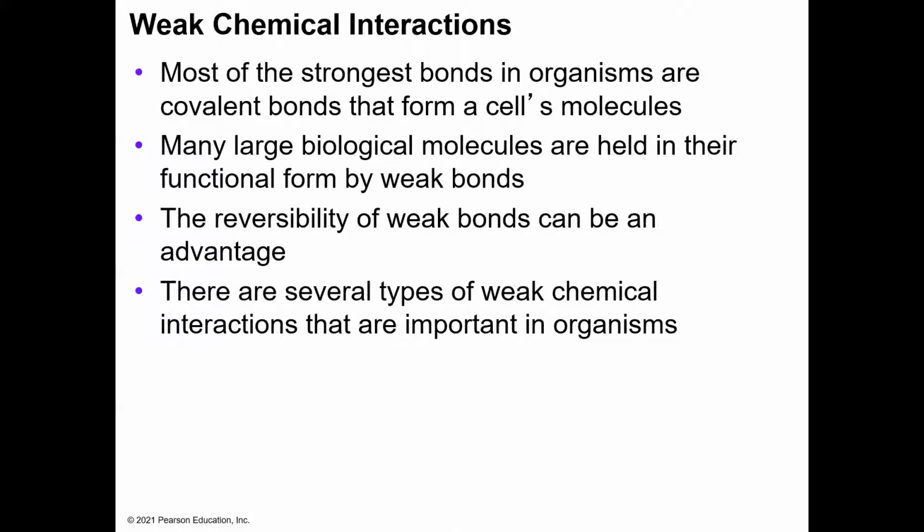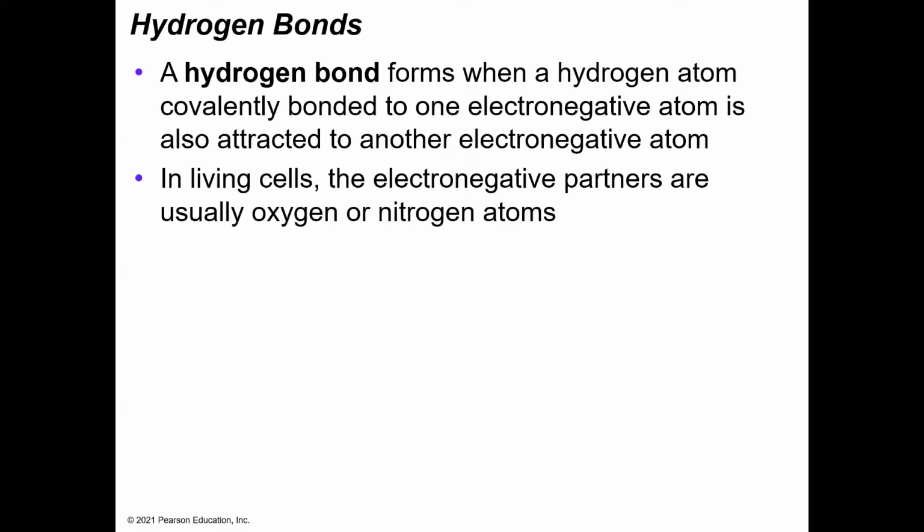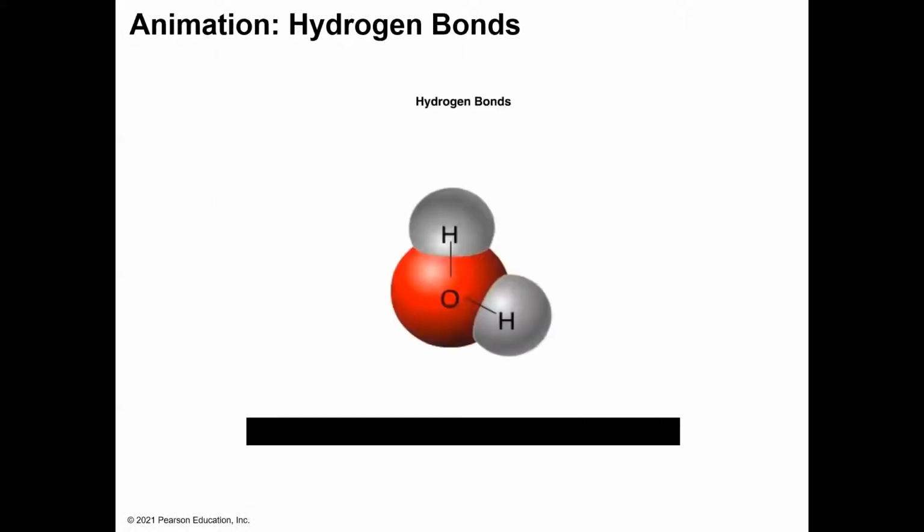And there's something called weak chemical interactions. What are weak chemical interactions? I mean, they might be weak separately, but they're quite strong when there are many of them. And a very important type of bond is the hydrogen bond. Let me show you what the hydrogen bond is, and then we'll take a break, actually.